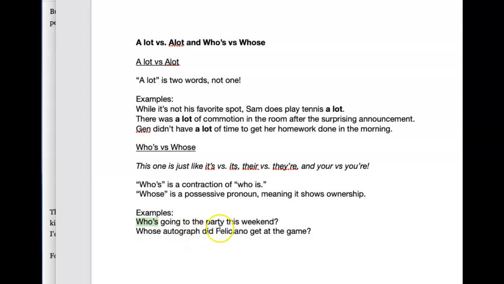"Whose autograph did Feliciano get at the game?" I've got my W-H-O-S-E, so I'm asking about the ownership of the autograph here. All right, notice if I substitute "who is", and I say "who is autograph did Feliciano get at the game," my sentence no longer makes sense, which is how you know you've got the right one.